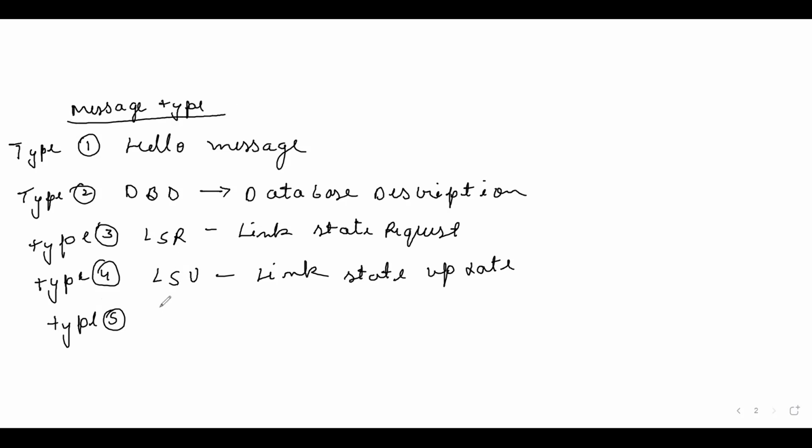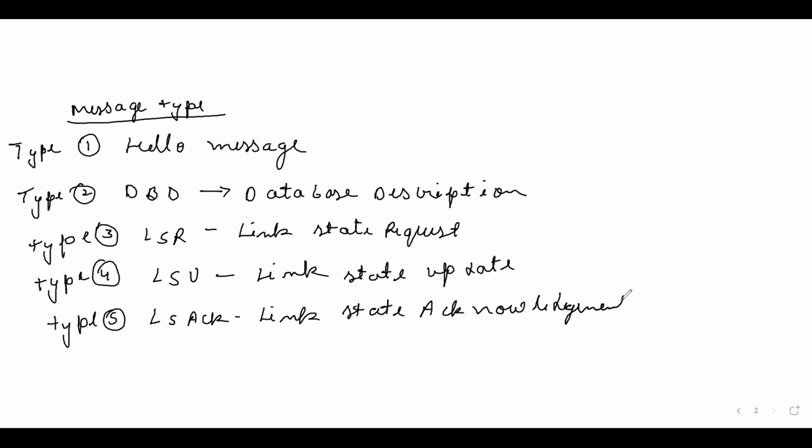This is message type. The hello message is just to check whether your neighbor is up, keep alive and running. Actually, hello is a very big message. Then link state acknowledgement. Acknowledgement means if someone sent you anything and you replied back, yes, I got it, that is acknowledgement.